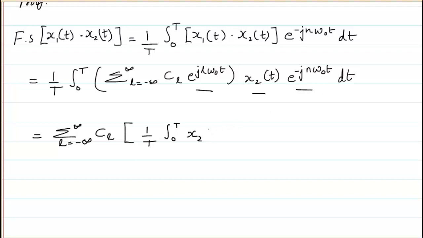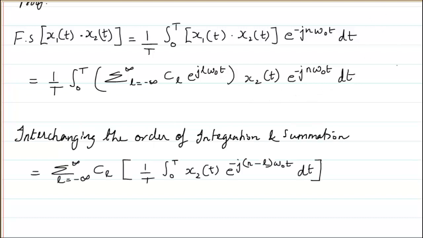So I will first write x2 of t e raised to power j, and if I write first n and then L, then I will write here minus, then it is correct. So then minus j (n minus L) omega naught t dt, correct? I have written that part of the equation where I have joined these two sections together, and then obviously I have taken the integration inside. So basically I can write interchanging the order of integration and summation. So let me write that.